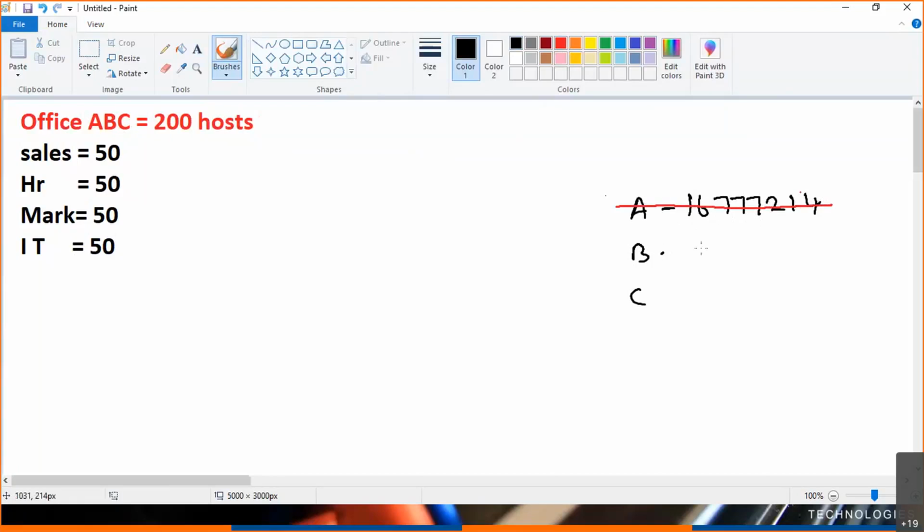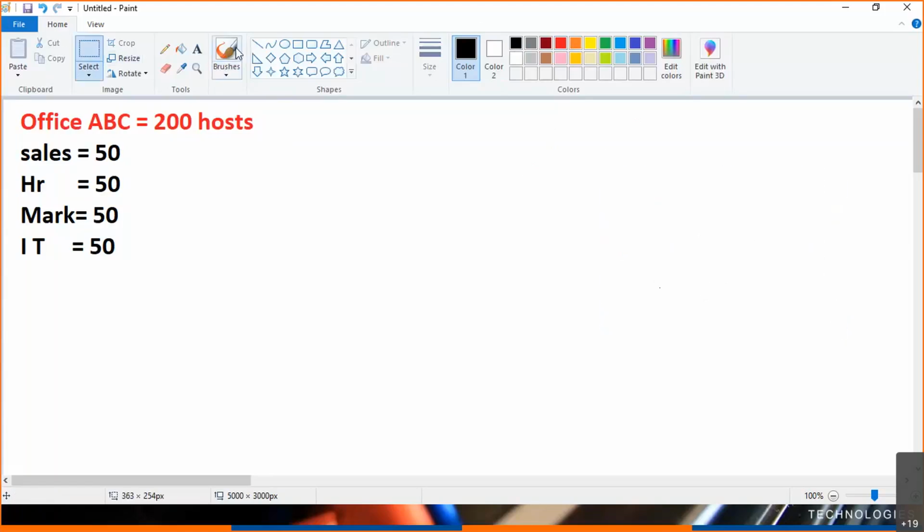Similarly, if you use Class B, each network of Class B has 65,534 IP addresses, but the Office ABC requirement is only 200. Even with Class B, 65,000 plus IPs will be wasted. So Class B is also not recommended. So finally, which class is recommended? For Class C, per each network, how many IPs are there? 254. So Class C is recommended.